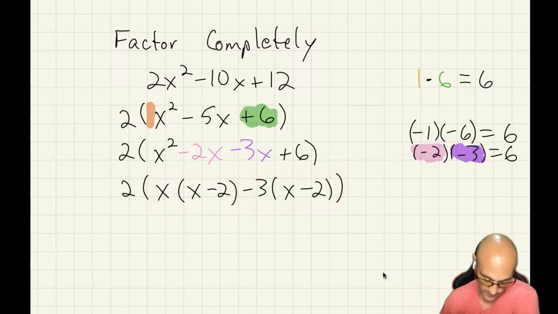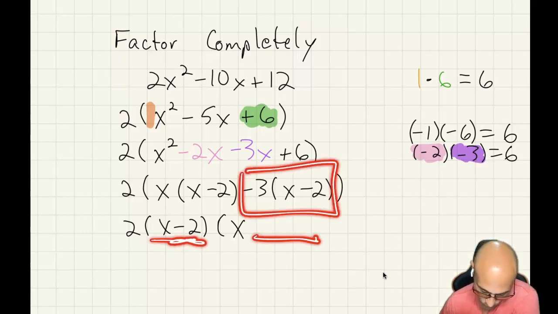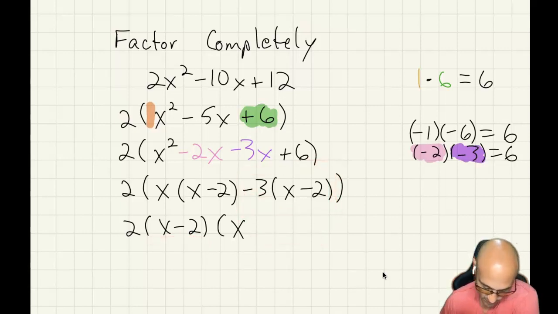each of those parts. So we have 2 times the quantity x minus 2, and then I need to put in parentheses x minus 2, that quantity, times what is this? Well, times x. We can see it right there. X minus 2 times what is equal to this? Well, negative 3. I can see it right there. And so that is the solution for that problem, factored completely.